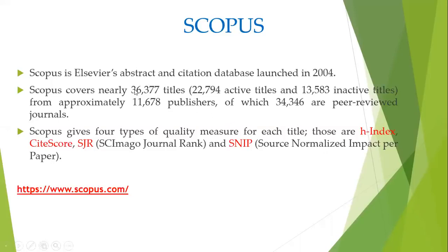So if you analyze this data, you will find that this is about 3 times the size of the SCI, which also means that the quality requirements in Scopus are a little lower as compared to the SCI. So this is the website of Scopus. Let us click here and go to that particular website. The website is www.scopus.com.